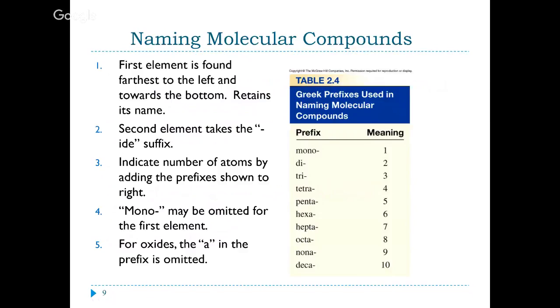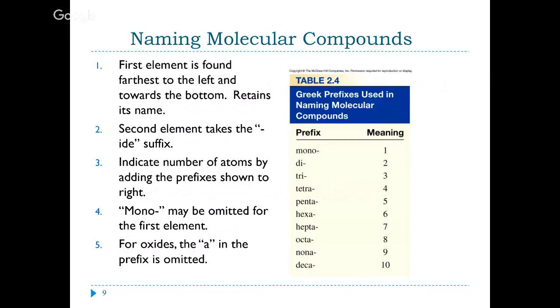Because in molecular compounds, the bonding does not occur based on charges. Things are not balanced out in terms of charges. So we don't know. Nitrogen and oxygen can form multiple compounds: dinitrogen monoxide, meaning N2O; nitrogen dioxide, meaning NO2; dinitrogen tetroxide, meaning N2O4. Nitrogen and oxygen can form all kinds of compounds, and it's not based on charges.